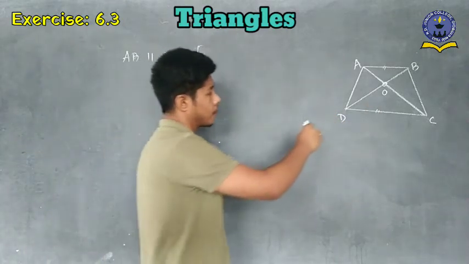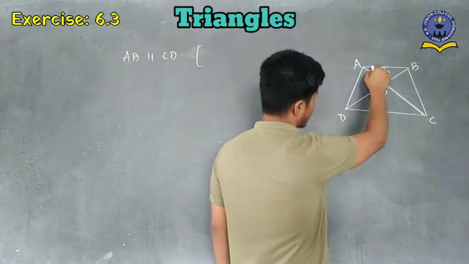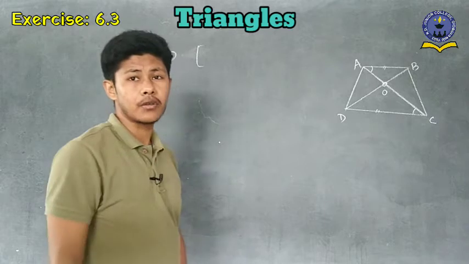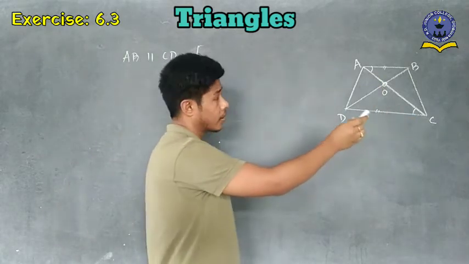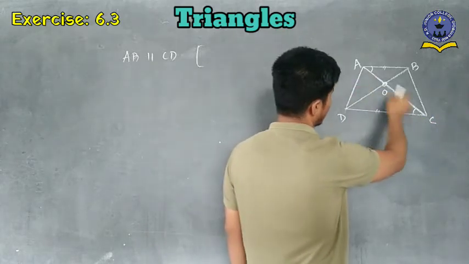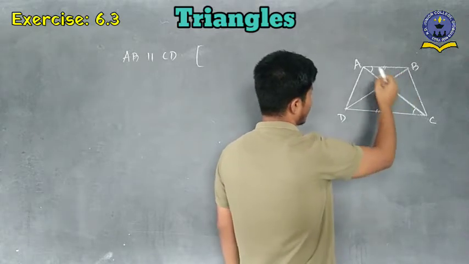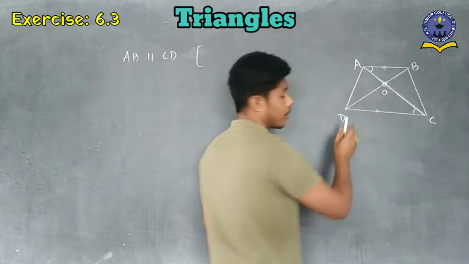So in this case, if AC is transversal, then what can we say about these two angles? We can say these two angles are equal. Why? Alternate interior angles. Listen carefully. AB and CD are parallel, so AC is transversal. Therefore these two angles, BAO, or we can say OAB, is equal to OCD.